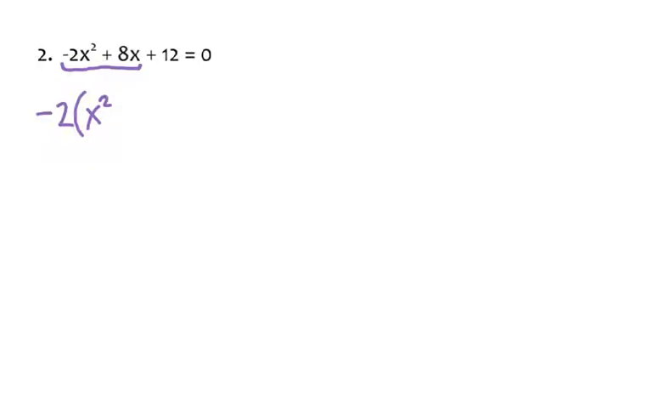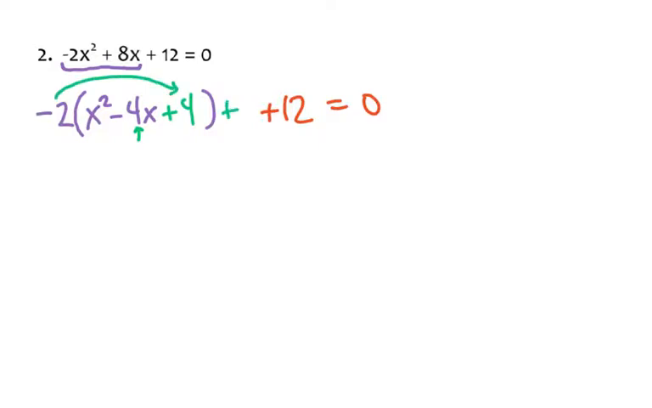And watch your signs when you do this, because you need this to be a negative 4 right there, because negative 2 times negative 4 is positive 8, and that's what I want. And then I'm going to leave some space to complete the square. I've still got the plus 12 equals 0. Okay, so that's what I've got. Now to complete the square, I'm going to take half of 4, which is 2, and square it, which is 4. What did I really just do? I did not really just add 4. I really subtracted 8, so I'm going to add 8.